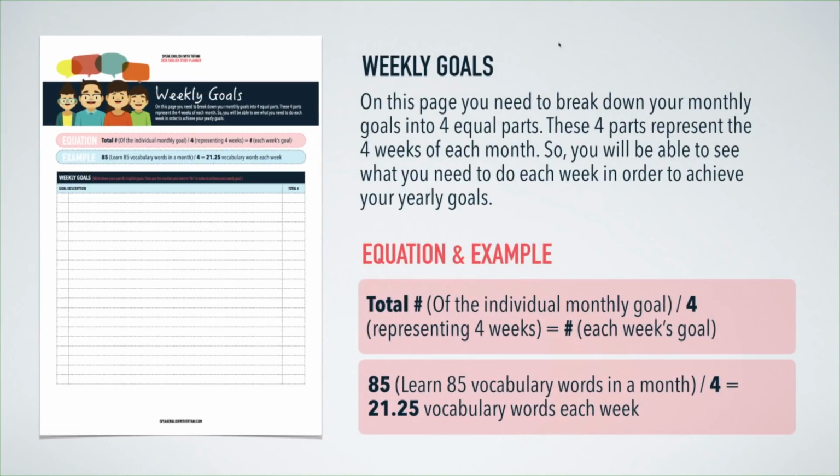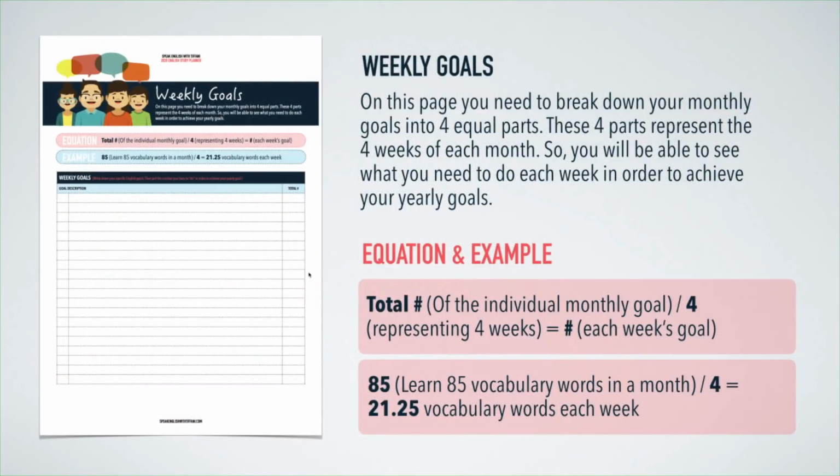So this is what's going to happen. On this page, you need to break down your monthly goals into 4 equal parts. These 4 parts represent the 4 weeks of each month. So you will be able to see what you need to do each week in order to achieve your yearly goals. You see how we're going step by step. Went from our main yearly goal to now monthly, right before this one, now we're at weekly.